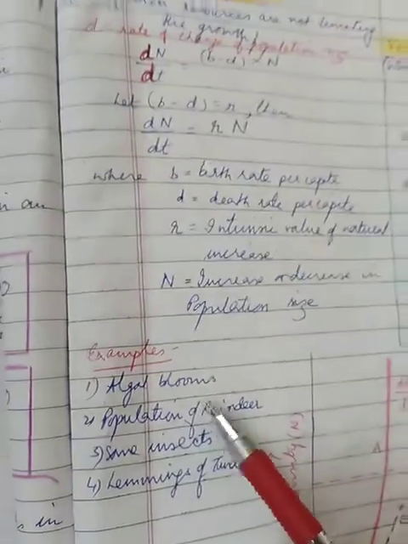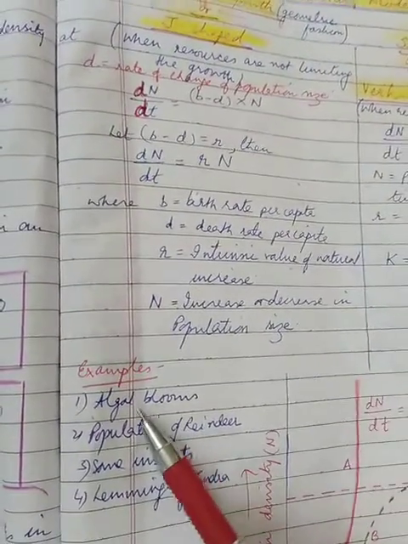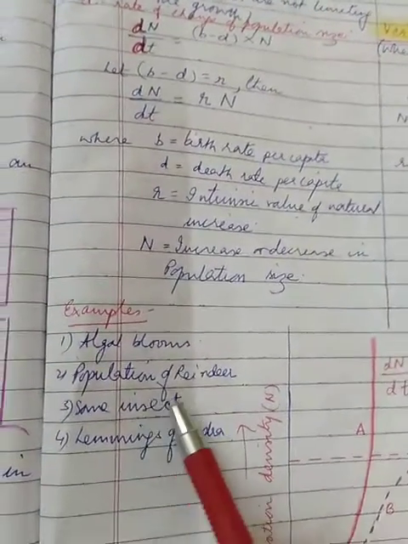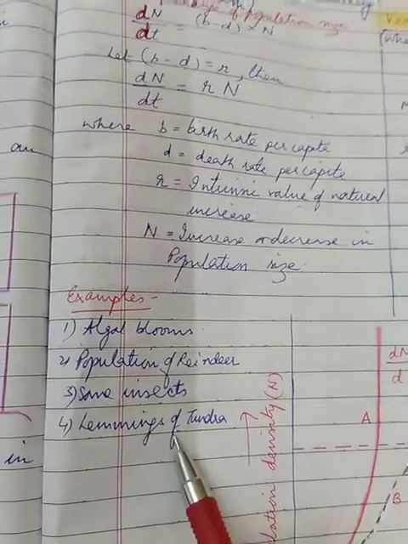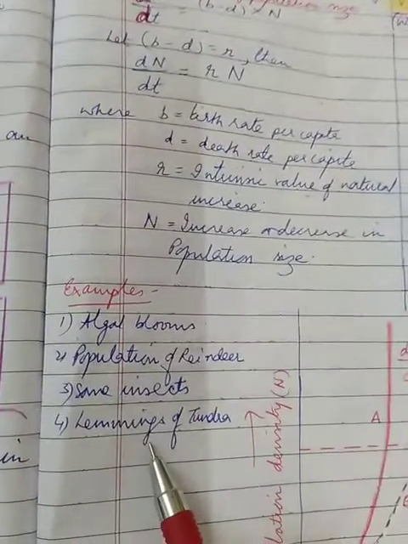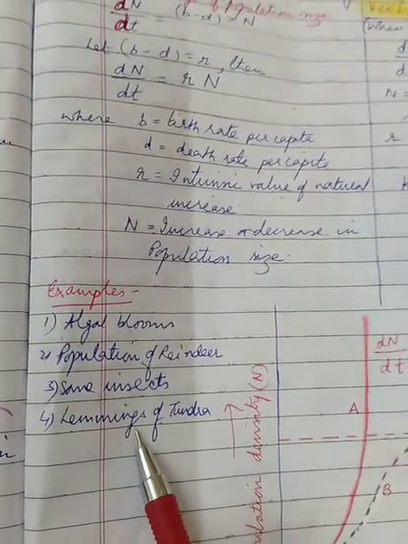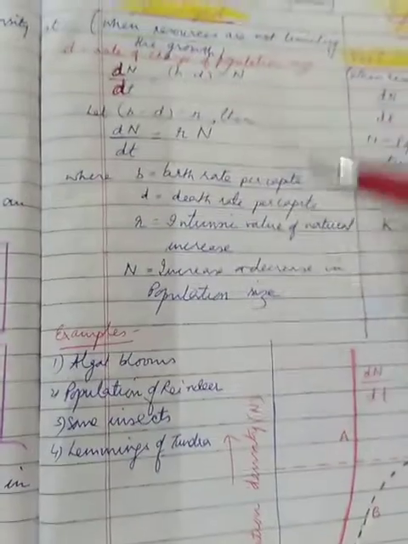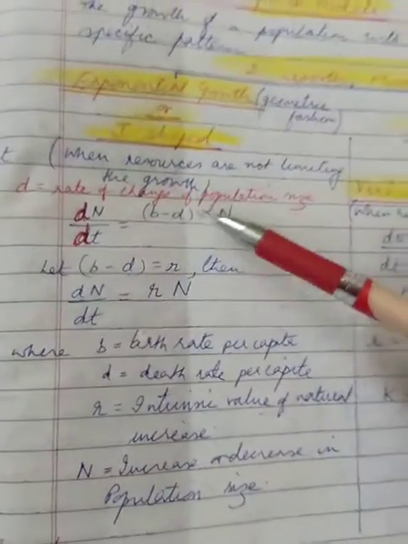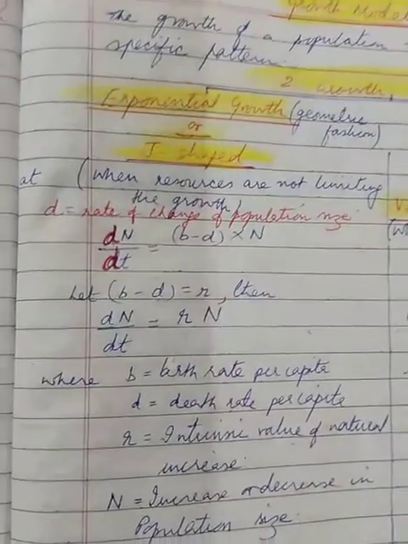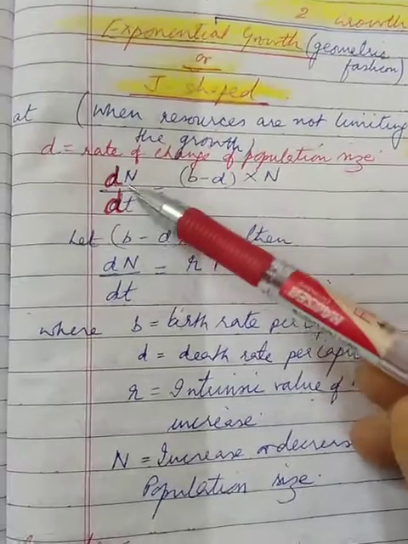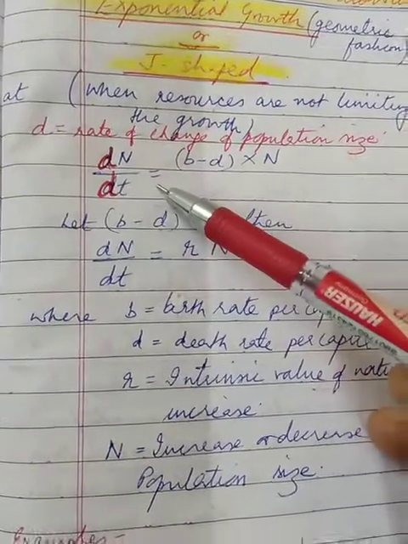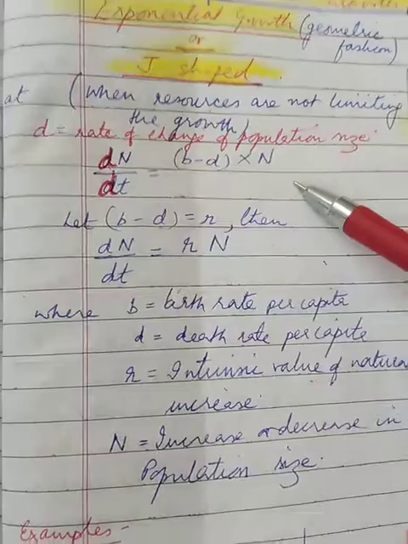Examples where you will see this type of graph or curve are algal blooms, populations of reindeer, some insects, and lemmings of tundra. Lemmings means they are small rodents or burrowing animals, right? So lemmings of tundra show this type of growth curve. So let us see the formula. When the resources are not limiting, in geometric fashion, dN by dt is equal to (b minus d) into N.